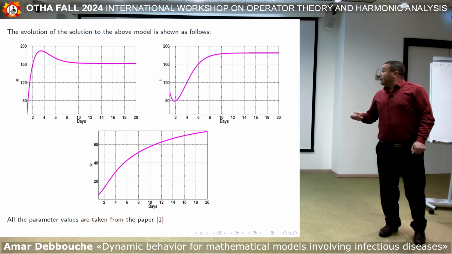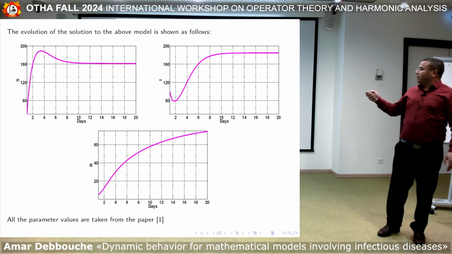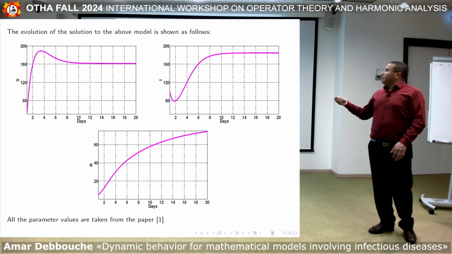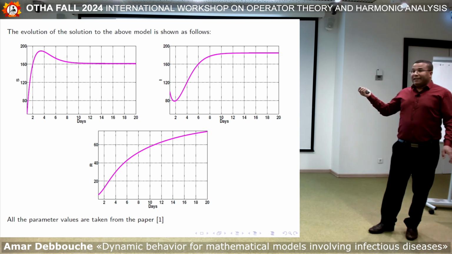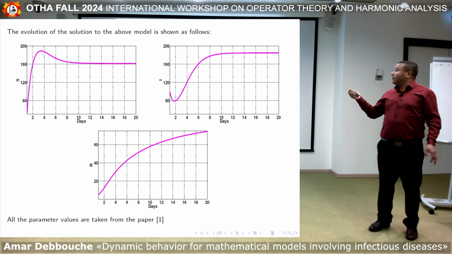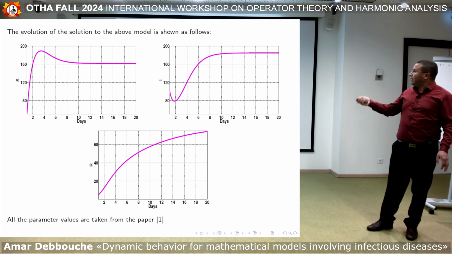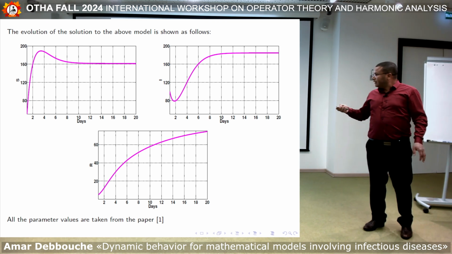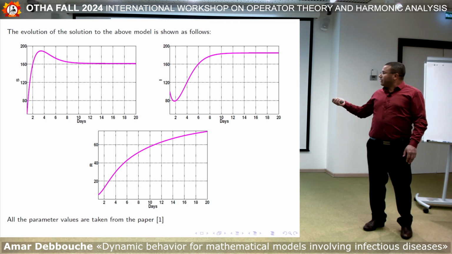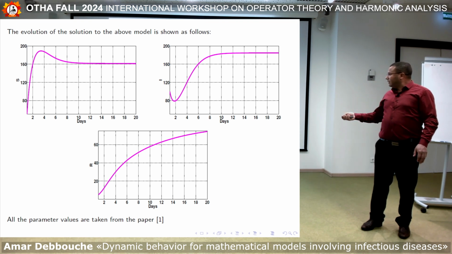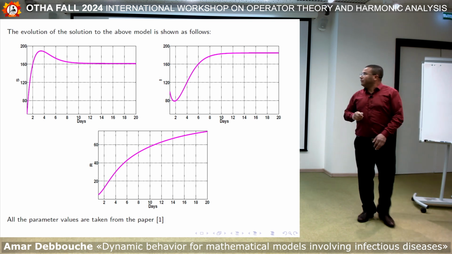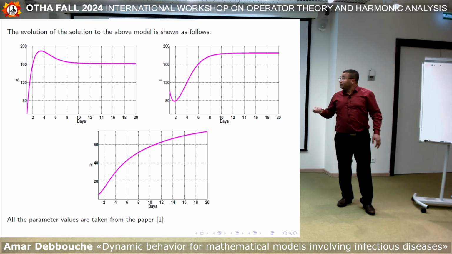So our idea, before we explain the numerical parts for the evolution of the solution to the basic infectious model, this one, which is represented by the following schemas. The parameters for these numerical parts were collected from this reference that will be shown later.